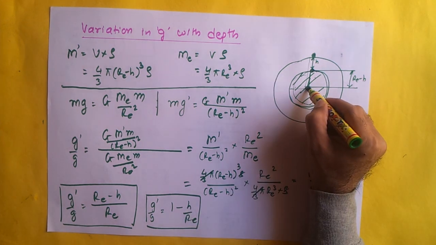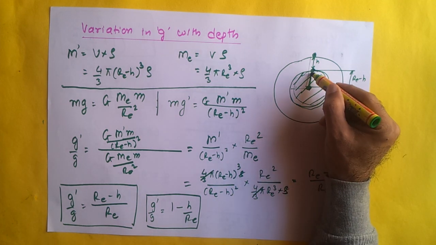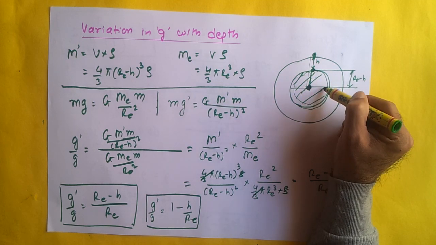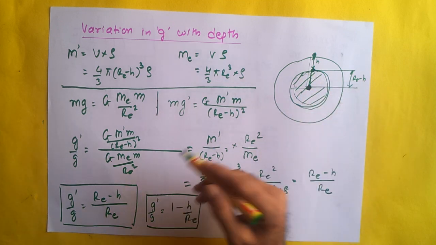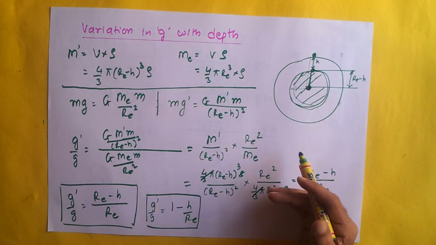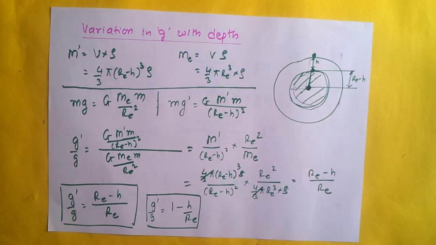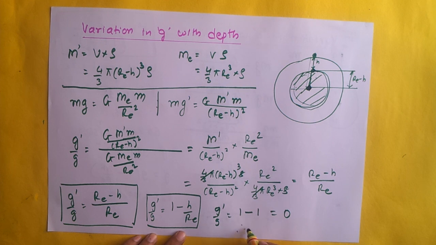And if we go to the center of the earth, then the value of g would become 0. If we go into the depth of the earth, the mass that would come into play would be 0, so there's no mass to apply gravitational force on it. That's one way of looking at it. As we go below the surface of the earth, the acceleration due to gravity goes on decreasing and becomes 0 at the center of the earth, where h is equal to Re. For example, if I take h as Re, then g dash upon g is equal to 1 minus 1, which is 0, which gives g dash equal to 0, because I know g is not 0.